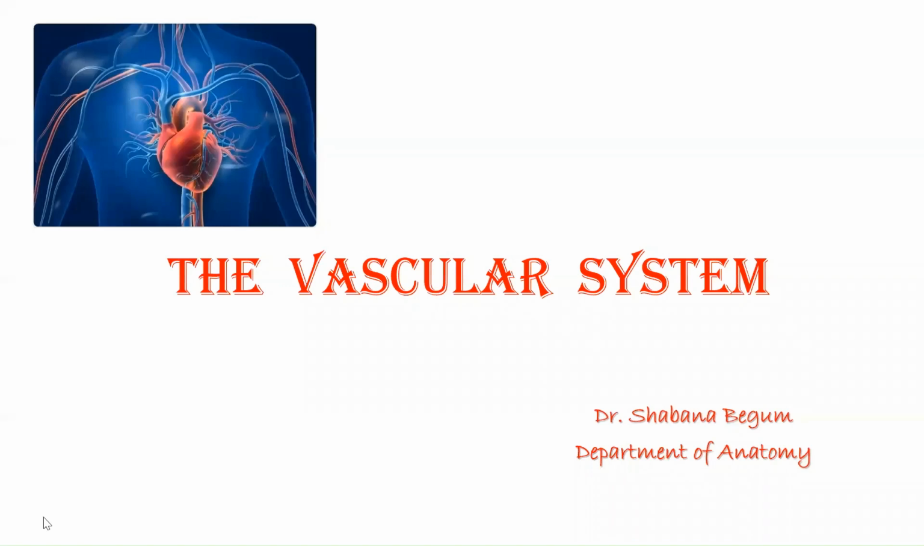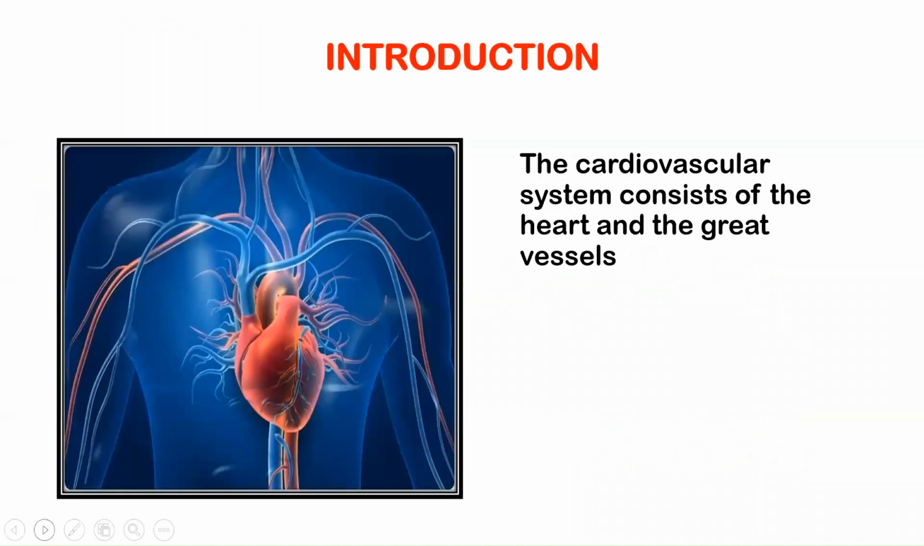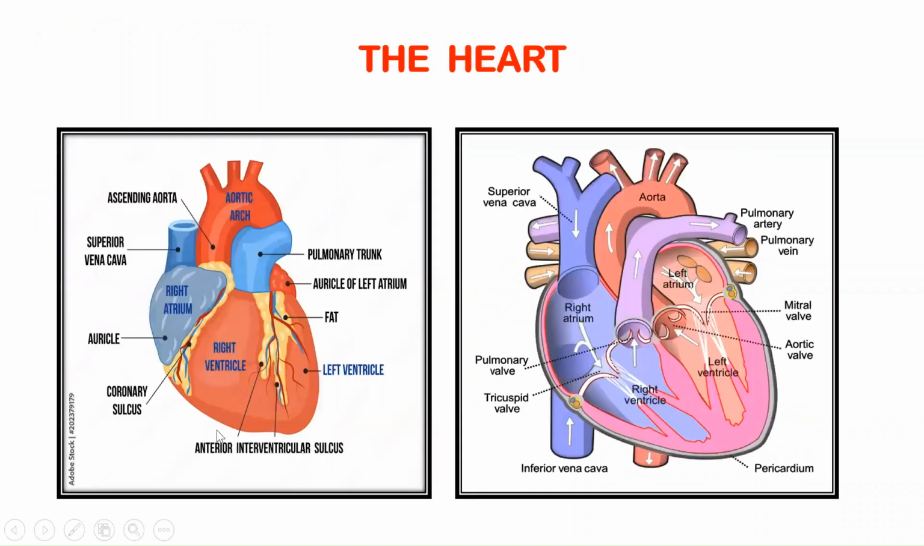Today, our topic of discussion is the vascular system. The cardiovascular system consists of the heart and the great vessels. The heart consists of four chambers: the right atrium, the left atrium, the right ventricle, and the left ventricle. The two atria are separated by the interatrial septum and the ventricles by the interventricular septum.